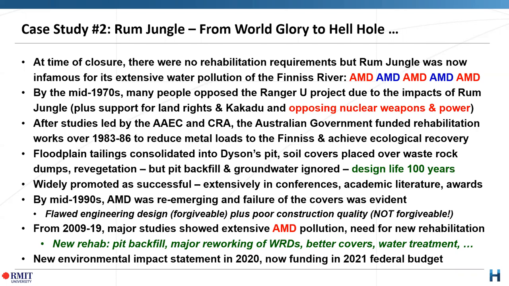So the basic work that was done is the floodplain tailings were dug up and consolidated into the old Dyson's pit. The remaining void was filled with waste rock, and then soil covers were put over the top. The waste rock dumps themselves also had soil covers put on.